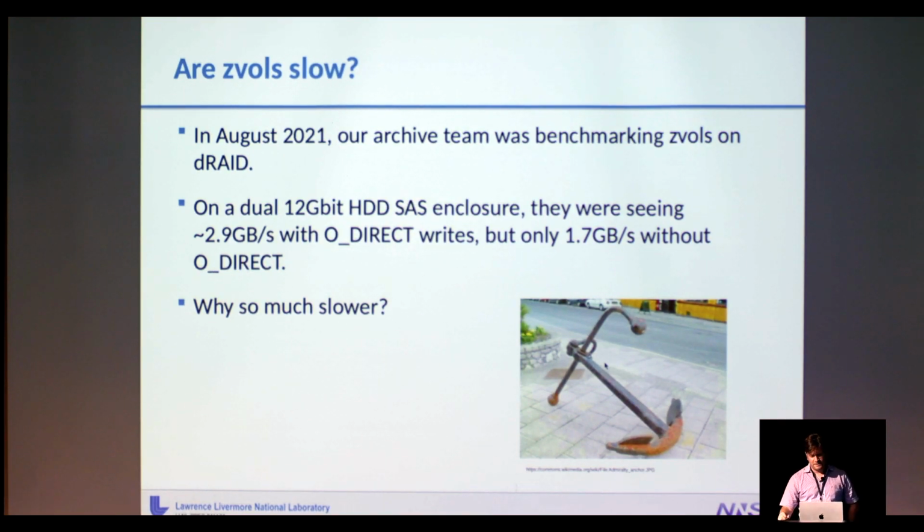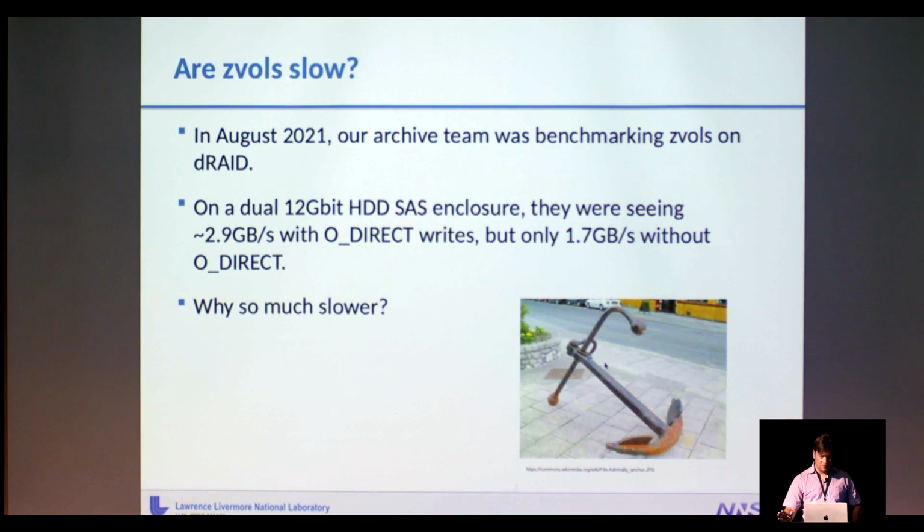What they were seeing was when they would do parallel dd writes, just normal dd writes, they would get about 1.7 gigs a second. And then when they reran the same test with O_DIRECT, they would get 2.9 gigabytes a second, so basically line rate. And they were saying, well, why is that?